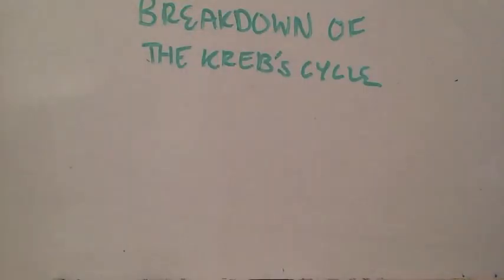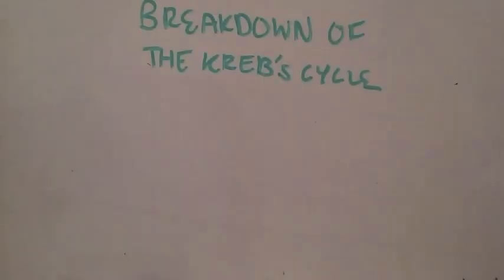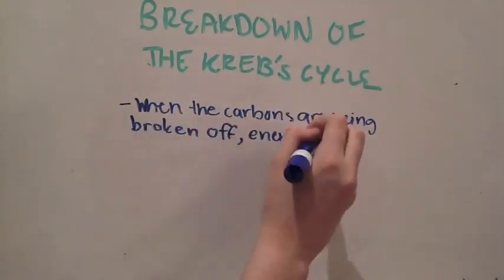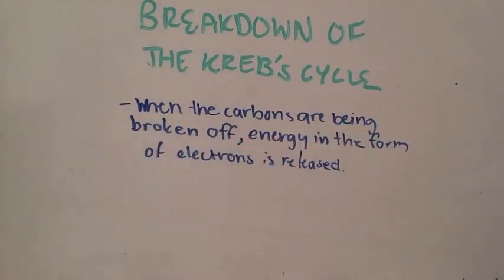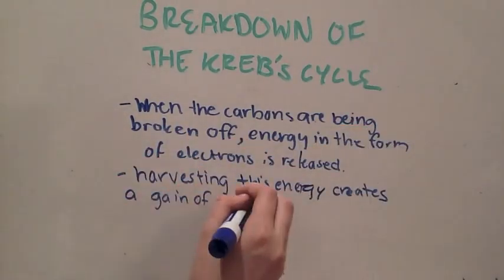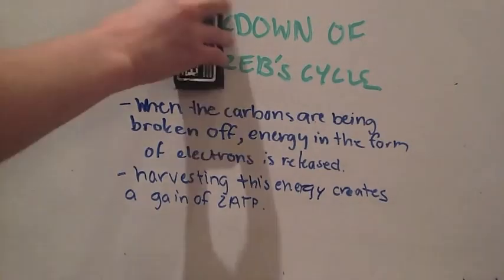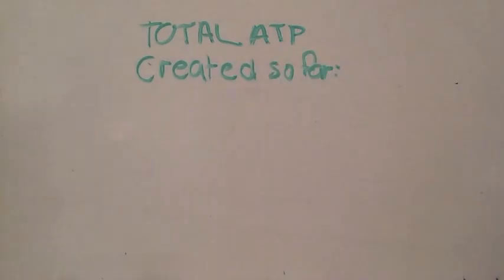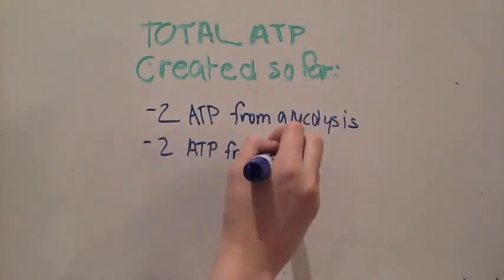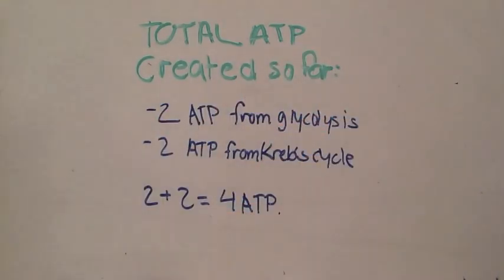Let's review the Krebs cycle. When the carbons are being broken off, energy in the form of electrons is released. Harvesting this energy creates a gain of 2 ATP. Let's look at the total ATP we've generated thus far. 2 ATP from glycolysis and 2 ATP from the Krebs cycle, giving us a total of 4 ATP.